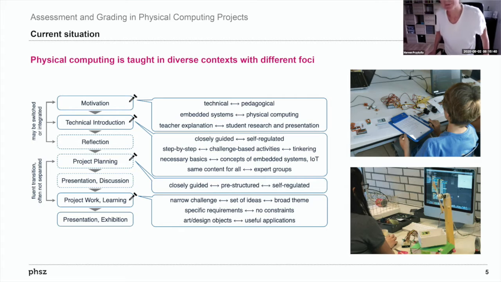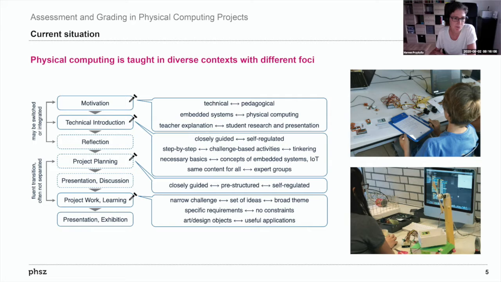And what we see with physical computing as a current situation is that teaching physical computing can be quite diverse. So you have diverse contexts in which physical computing is taught, even diverse subjects. So you could have a physical computing project in arts classes, in technical classes. We do focus on computer science classes. And even within computer science, you can set very different foci.